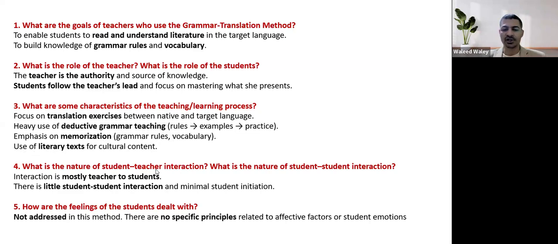What is the nature of a student-teacher interaction and the student-student interaction? Interaction is mostly teacher to students, so he always gives them the instructions, leads them, directs them, and so on. And there is little student-student interaction and minimal student initiation. So they cannot start a conversation. How are the feelings of the students dealt with? As Ala said, no specific principles, but the teacher neglected the students' feelings.